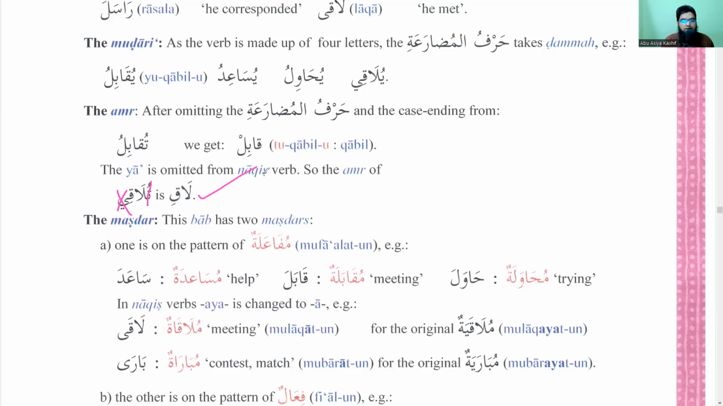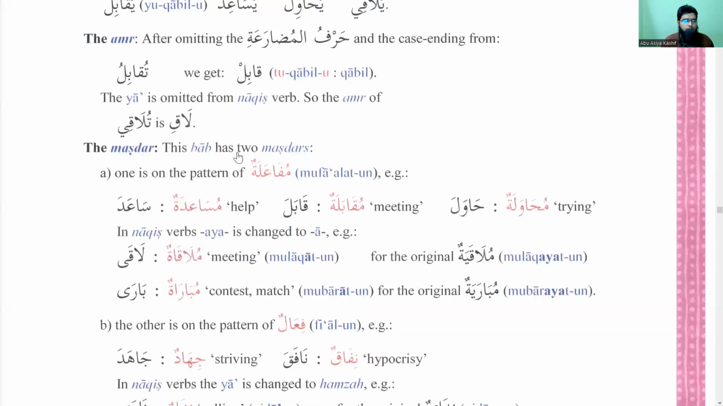So it will become laqi, meet. Laqi, amr. And masdar, it has two babs. This bab has 2 masdars. Only this is the only bab, Form 3 is the only bab which has 2 masdars.